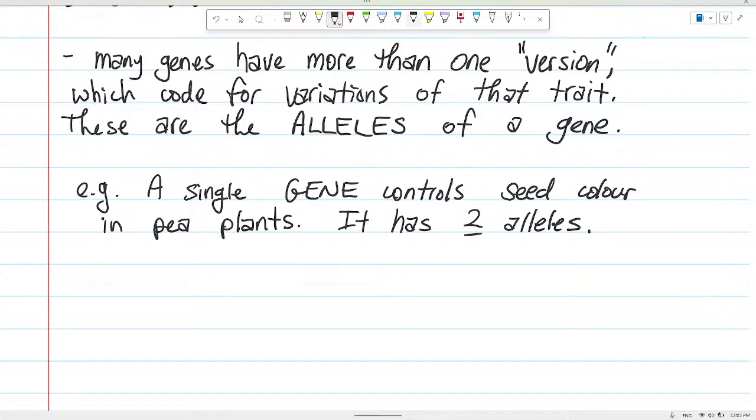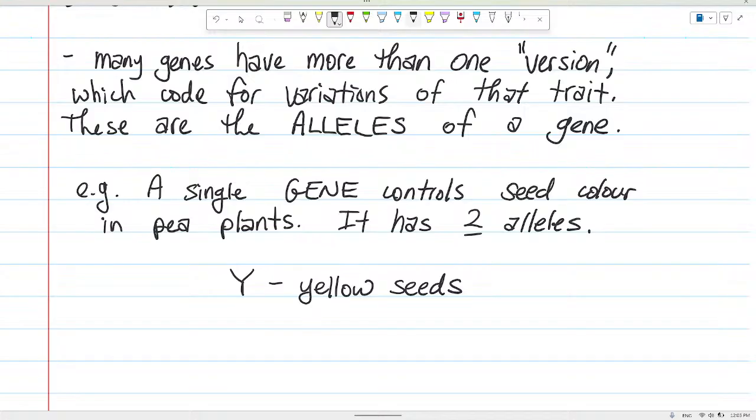There's a single gene that controls the seed color in pea plants. It has two alleles. They are big Y, which codes for yellow seeds. By the way, in a pea plant, the seeds are what we normally call the peas, right? Those are the seeds of a pea plant. So you've probably seen yellow beans, right? That have yellow peas inside.